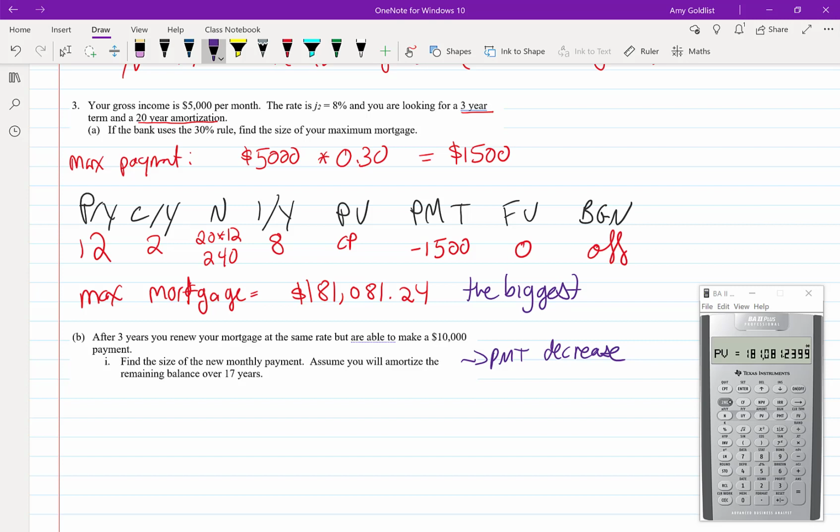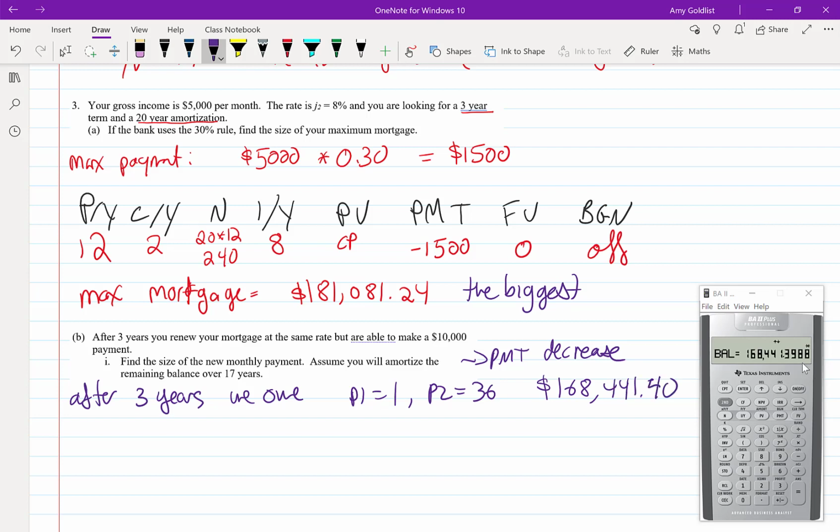So let's see how much money we owe after 3 years. That's going to be P1 is 1, P2 is 36, or 3 years. Well, we owe $168,000 and 40 cents. So at the end of 3 years, we owe $168,000. We're going to make a $10,000 payment.